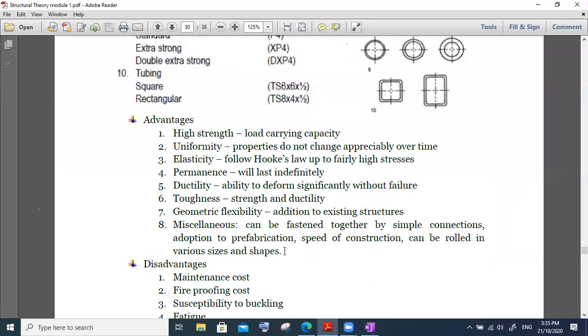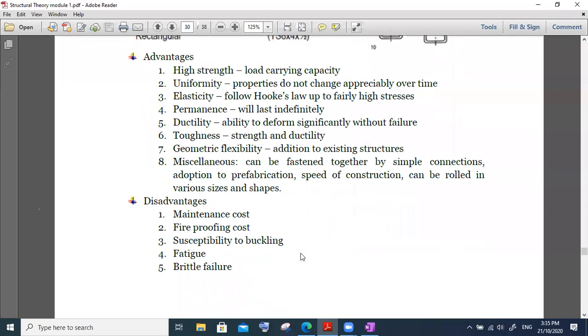Miscellaneous, so it can be fastened together by simple connection, adaptation to prefabrication, speed of construction, can be rolled in various sizes and shapes. Ang disadvantages lang nito is the maintenance cost, of course, the fireproofing cost, susceptibility to buckling, fatigue, and brittle failure.